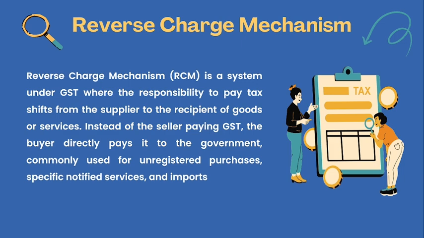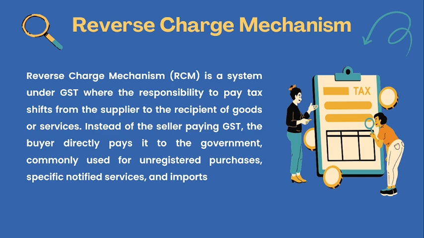RCM under GST is a system in which the responsibility of paying tax shifts from the supplier to the recipient of goods or services. It is used by the government in situations where the supplier is unregistered, difficult to track, or belongs to a sector where tax leakage is common. Under RCM, the recipient must pay GST directly to the government instead of the supplier charging it on the invoice.